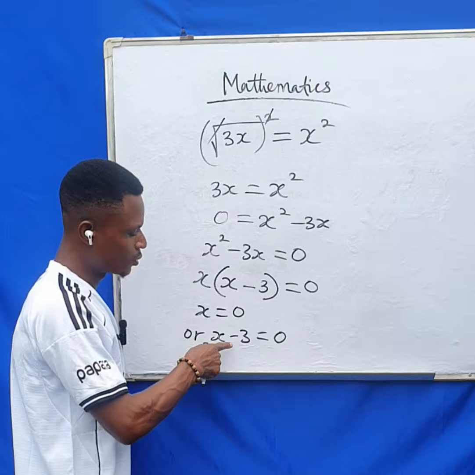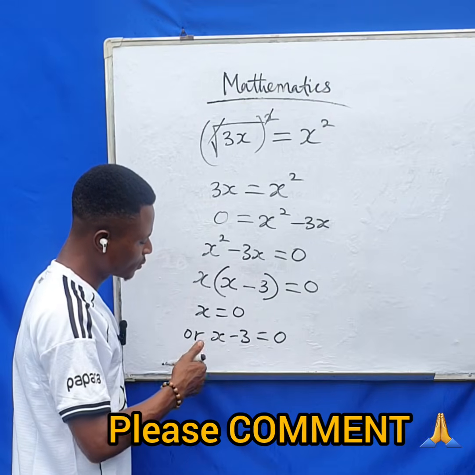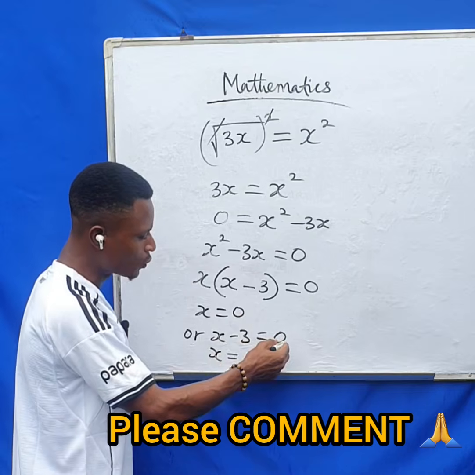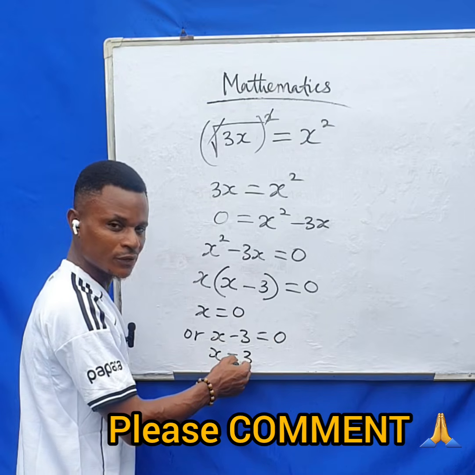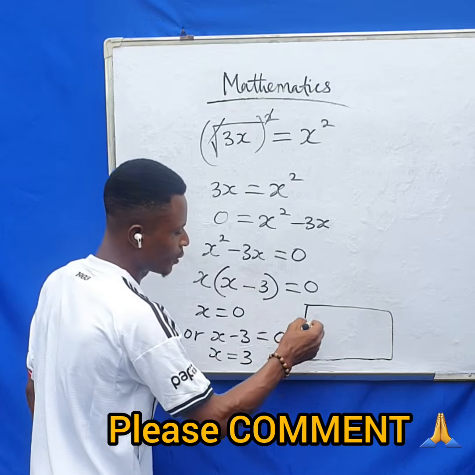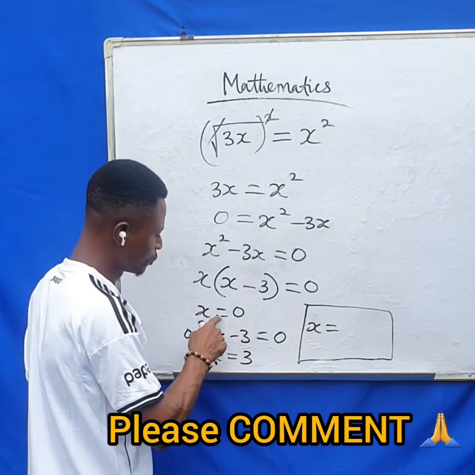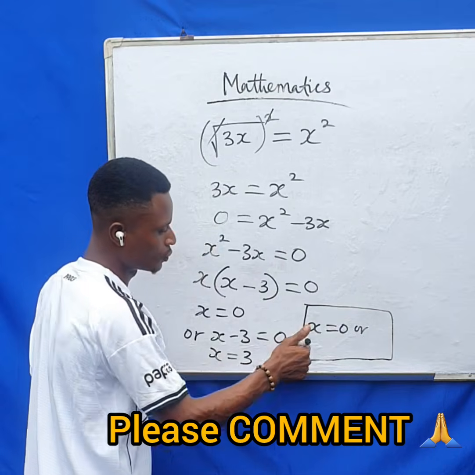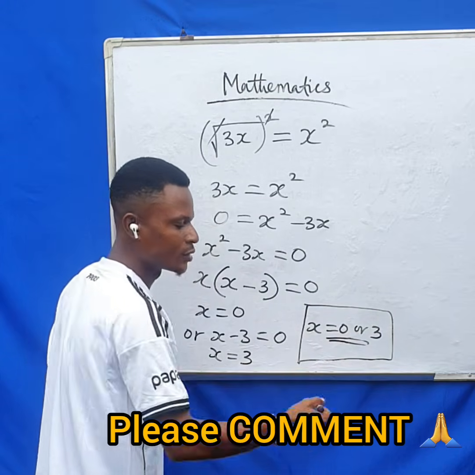Now from this one, we can move this negative 3 to this side. And when we do that, we are going to be left with only x equal to, if this one crosses, it changes to positive 3. We can conclude by saying that x is equal to 0 or x is equal to 3. And this is the answer to this question.